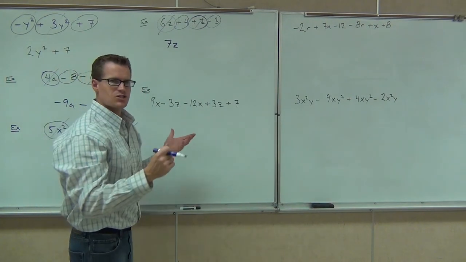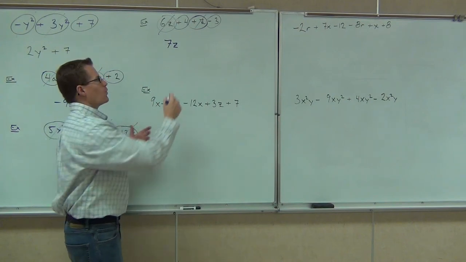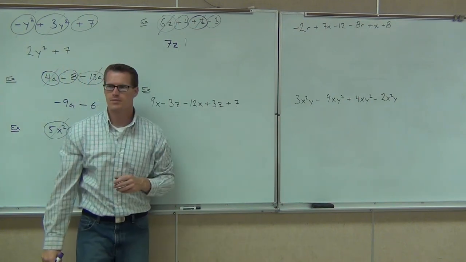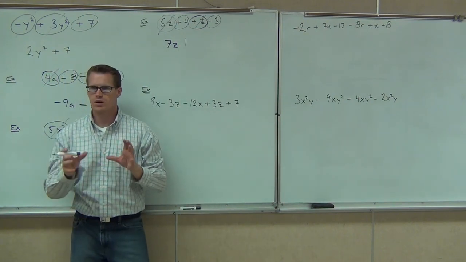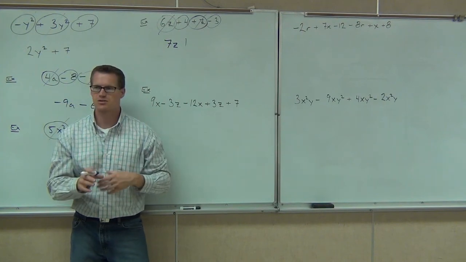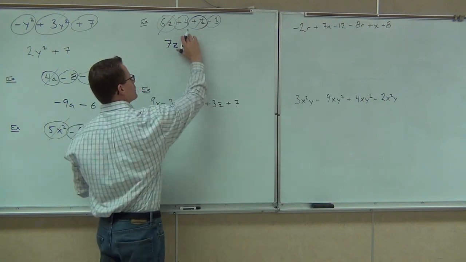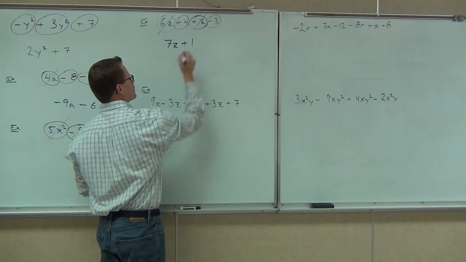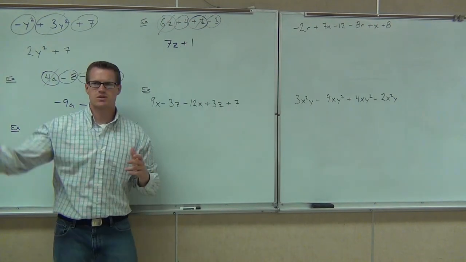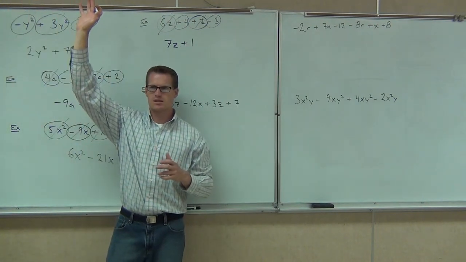So what are you going to write? Plus 1. You're not just going to write a 1, right? That doesn't make any sense at all. If you get a positive 1, we need to know that we are combining like terms, and that positive 1 stands for a plus 1. So we have 7z plus 1. Raise your hand if you got that one right. Good. You guys understand the fundamentals.